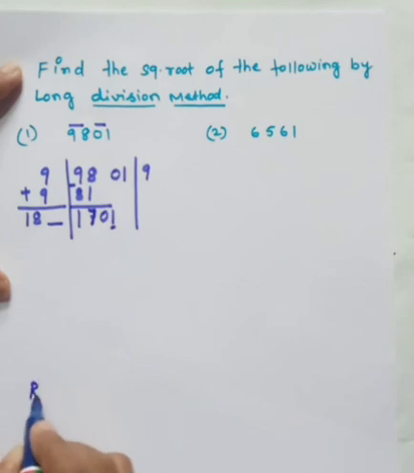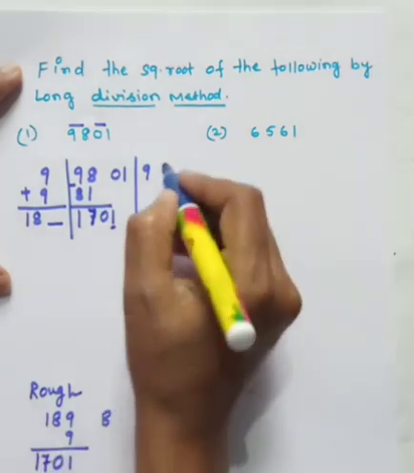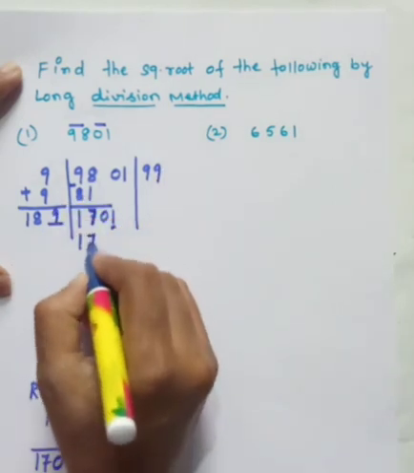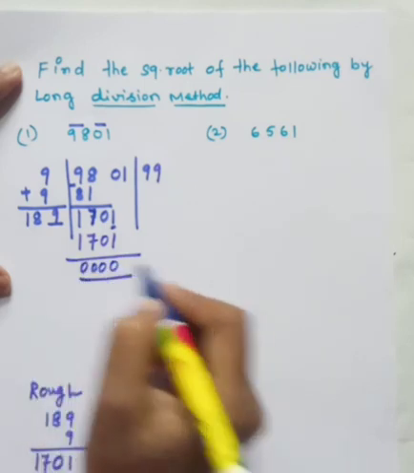I am doing the rough work here. Okay, so 189 nines are, let us see: 9 nines are 81, 9 eights are 72 and 8 is 80. So 8 left, 9 ones are 9 and 8, 17. So 9 nines are, we will put 9 here. So we will get 1701. So here the remainder is 0.